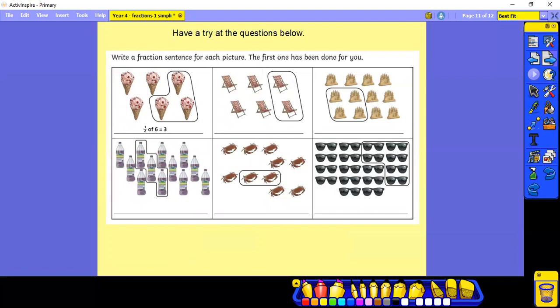So have a try at the questions below. Write a fraction sentence for each picture. The first one has been done for you. So here we've written half of 6 equals 3. So have a look at these, see what they've shared them into, how many there are, what groupings they've shared them into, and have a try.